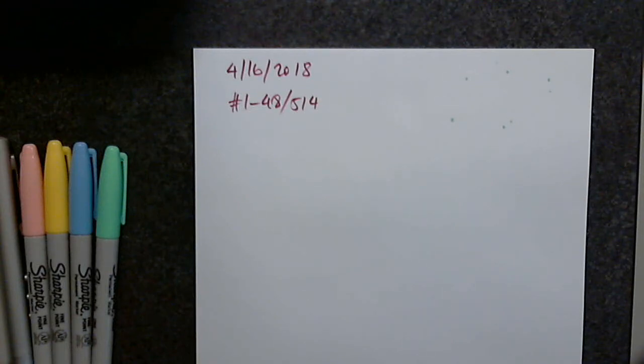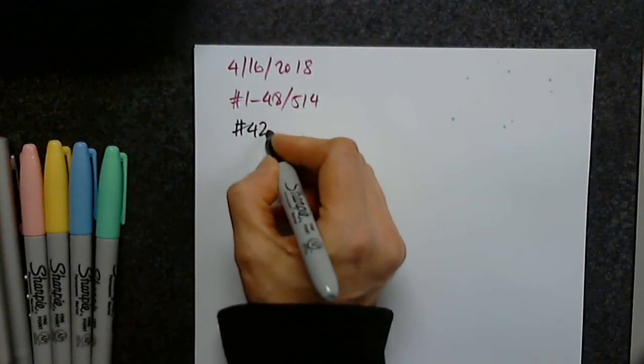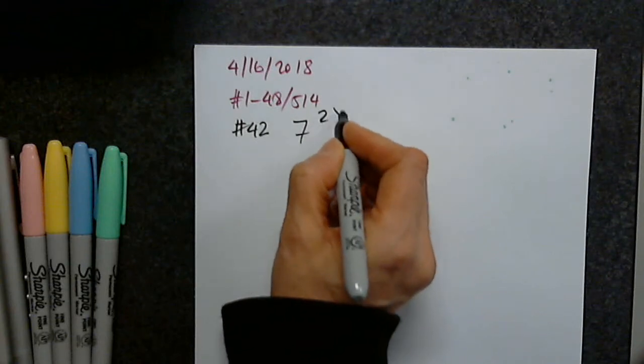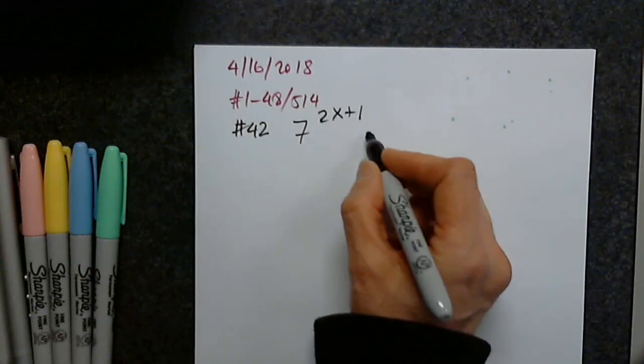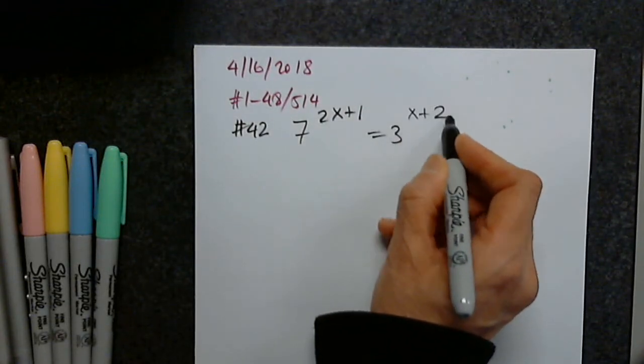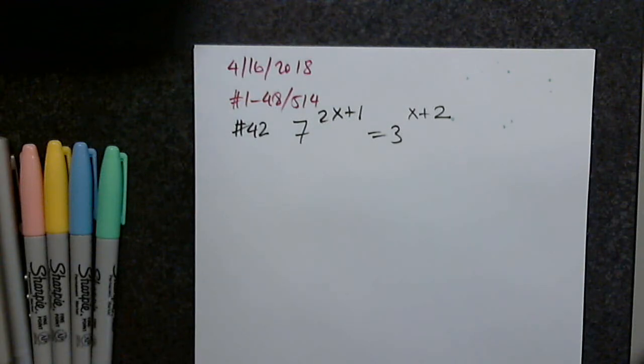Now, one type that I would like to present and I did not see in the notes is, for example, problem 42. So 7 raised to 2x plus 1 equals 3 raised to x plus 2. This is not difficult, but I would say it's more cumbersome. It's a long process of solving this equation.